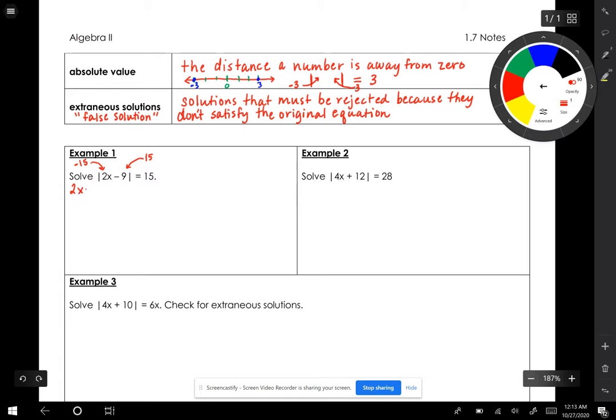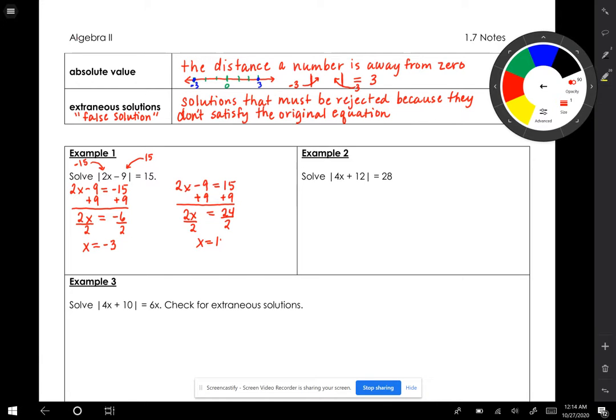So 2x minus 9 can equal negative 15, because we said the stuff inside the bars can be either negative 15 or a positive 15. And your second equation is 2x minus 9 can equal 15. And now we solve each equation separately. So the one on the left, you add 9 to both sides. That's 2x equals negative 15 plus 9 is negative 6. Then we divide both sides by 2. X equals negative 3. That is one solution. The second solution, add 9 to both sides. 2x equals 24, divide by 2, x equals 12. And so your answers are x equals negative 3 and x equals 12.